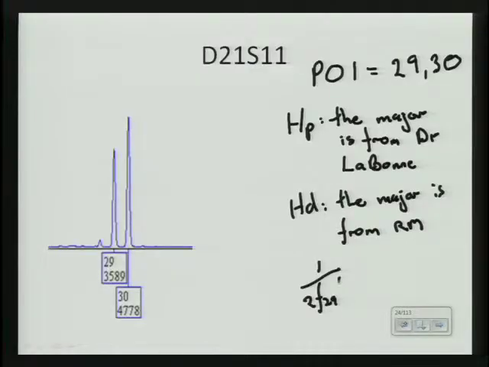So if we did that, then what is the chance of getting a profile like this if the major is from Dr. Le Bon and he is indeed a 2930? Well, it's 1. What's the probability of this if it's from a random man? Well, we know the random man has to be the 2930, so that's just 2 f of 29, f of 30.